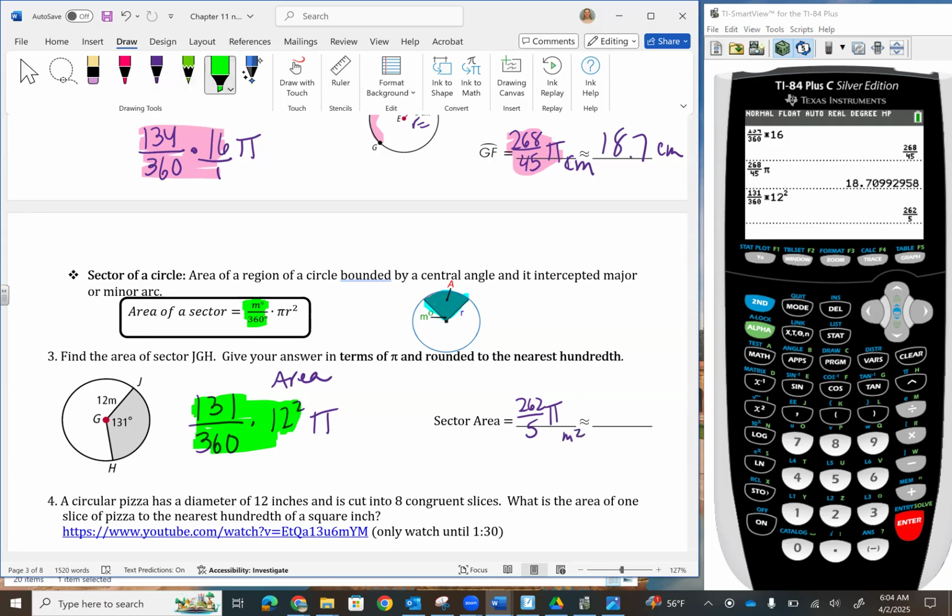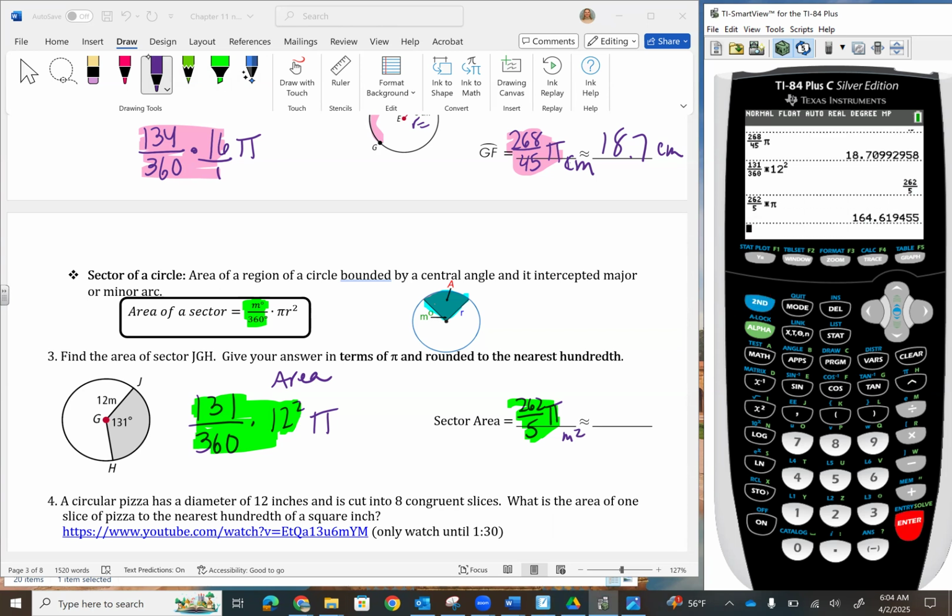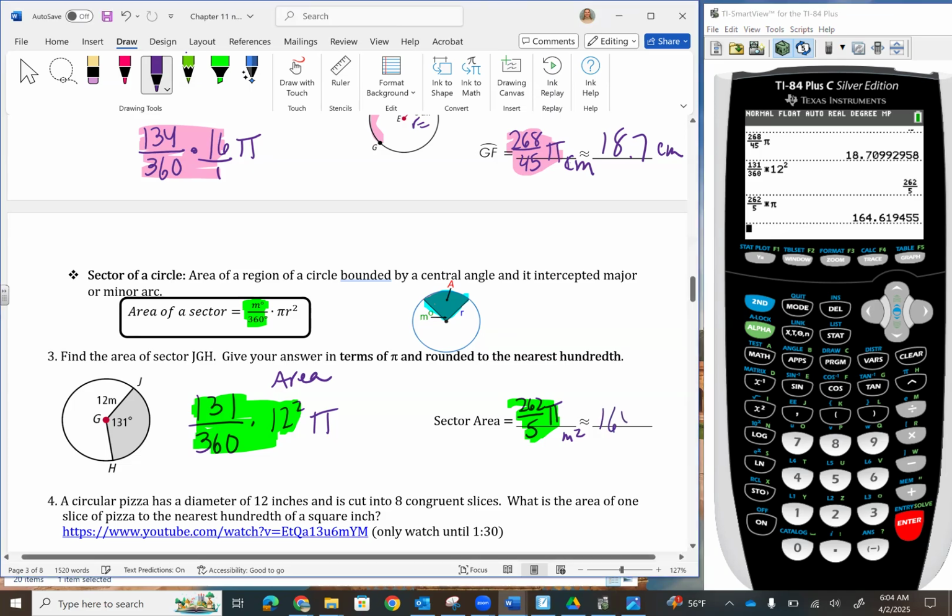So your answer is going to be this part, okay? And the label is meters squared. Again, anytime you find area, it's how much space is within a figure. And so then we take 262 over 5, and we're going to multiply it by pi. And then that'll give us how many square meters are within this figure. It would be about 164.62, okay, because it says round to the hundredth, that's 2 places, and that would be meters squared.